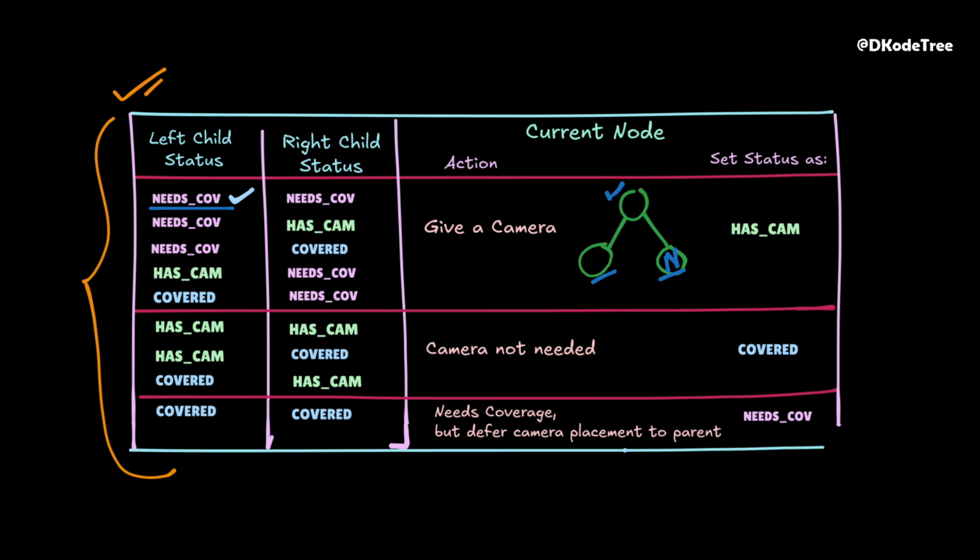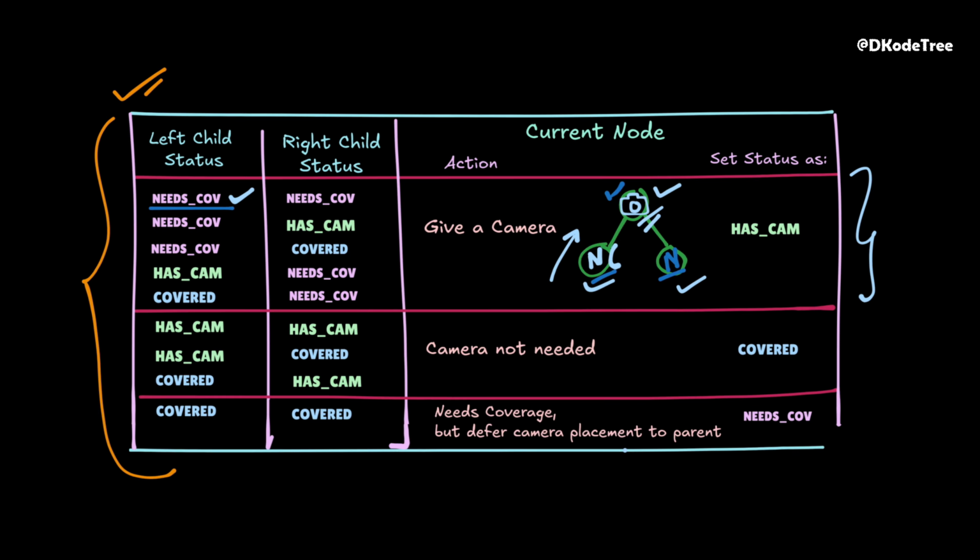So in this case, what should we do? We will definitely need to give the current node a camera, right? So if any of these 2 nodes needs coverage, then we obviously have to give a camera to the current node. Then only we will be able to cover its left and right child both. Because as we are moving in bottom up fashion, if any node says I need coverage, it means it's expecting coverage from its parent node. So on reaching the parent node, we definitely need to assign a camera. And with this one observation, we have already checked more than half of the combinations.